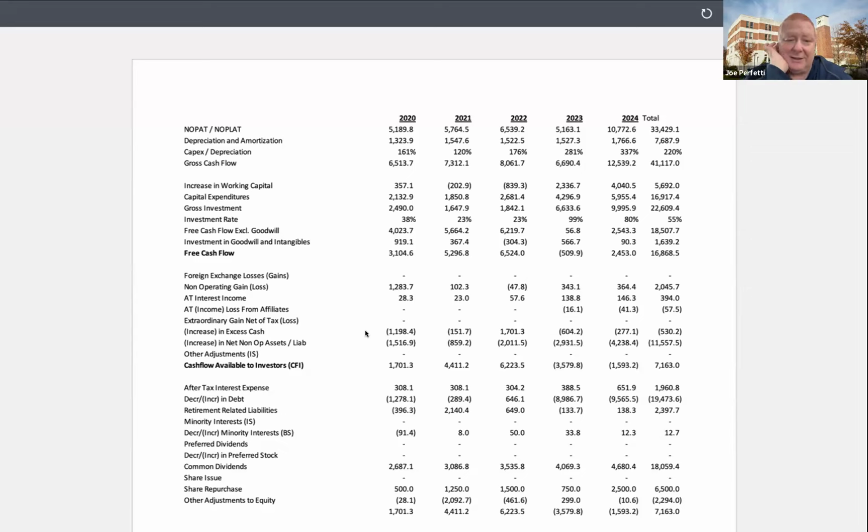Looking at the CFI, did Lilly do any acquisitions? And what number would tell you the answer to that question? Goodwill. Yeah, the investments in intangible and goodwill, the row right above the free cash flow. That tells you that in 4 of the 5 years, they bought people.